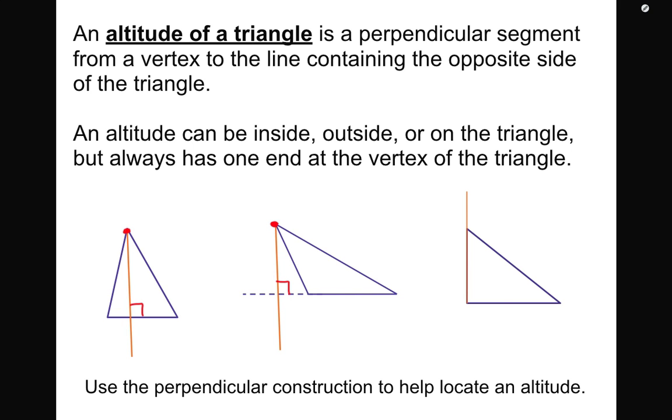In this last triangle, if I go from this vertex and make a perpendicular, notice how it traced right on the side of the triangle. So what kind of a triangle is that one? It's got to be a right triangle for that to happen. And not every altitude in that one will be along the sides of the triangle. When we put all three in on Monday, we'll see the differences.